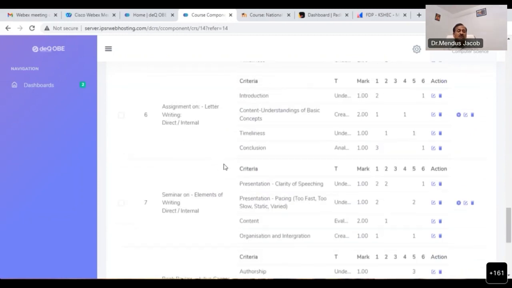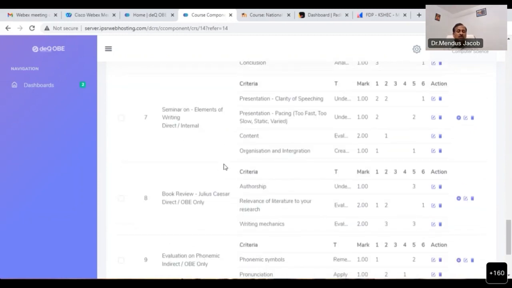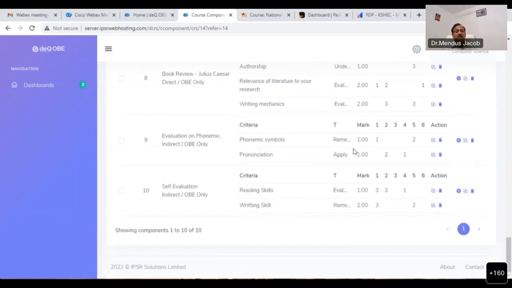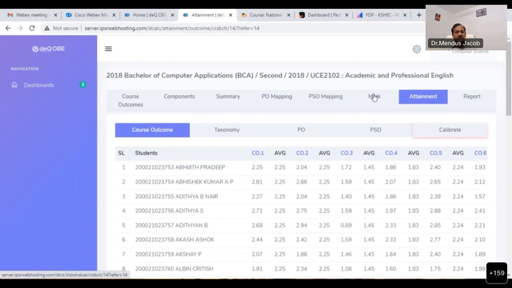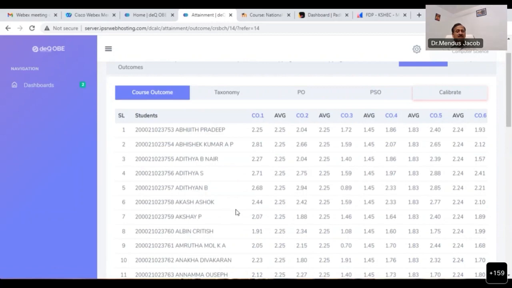So n number of activities you can add like this, and at the time of conducting that activity, you can add it to the tool and map it like that. Then you can calculate the attainment. Once you enter the marks, because you have to enter the marks for each activity, you will get the attainment calculation like this. So this is for each and every student.